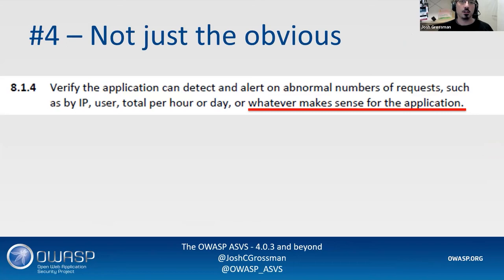So, obviously we want to deal with the most well-known and the most risky issues and the most widespread exploited issues. But we also want to think about the edge cases as well. We don't just want to think about, well, here are the top 10 issues, here are the top 20 issues, here are the most well-known issues. We want to think about slightly more unusual issues as well, that can still have a significant security impact on the application. So this particular control is about abnormal behavior.